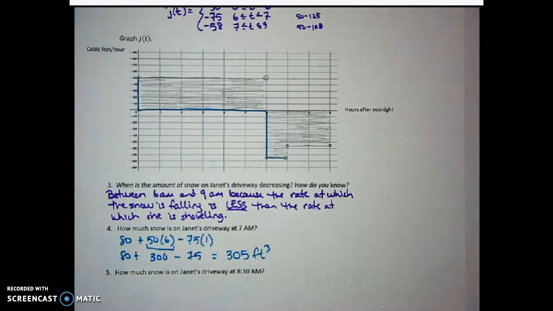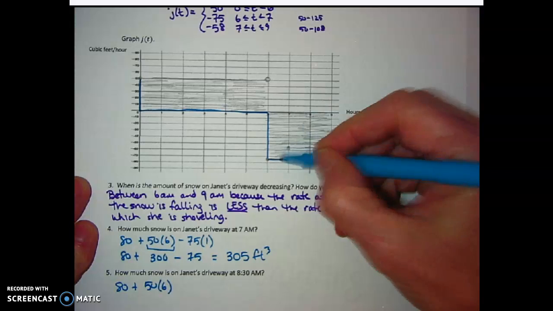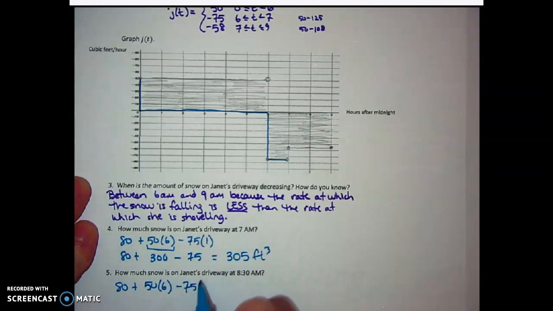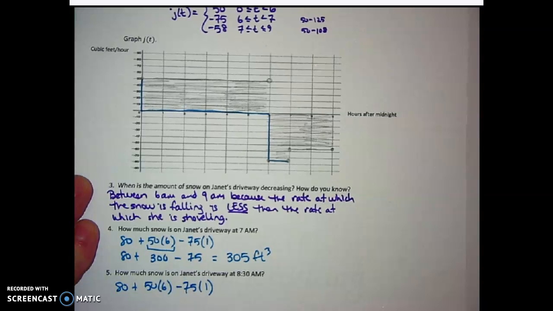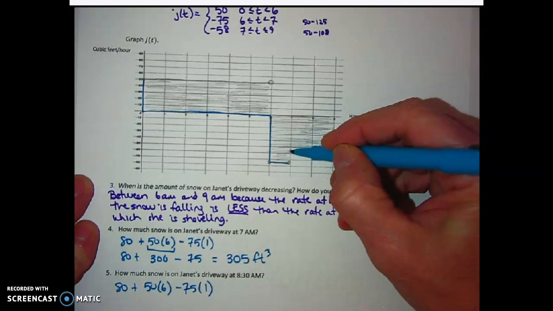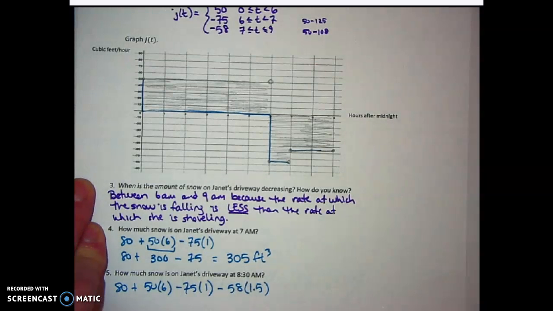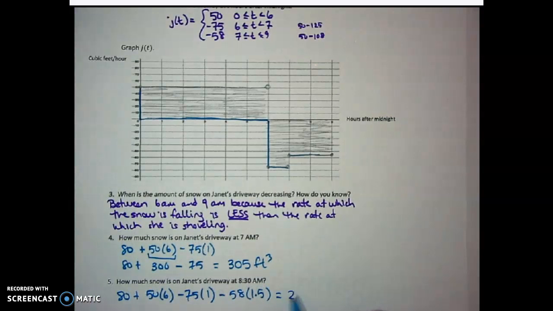And how much snow is on Janet's driveway at 8:30 a.m.? Again, it started with 80 plus 50 accumulated for those 6 hours. Then we subtracted that first hour at a rate of 75 cubic feet per hour. And then the second hour and a half, because we're going from here all the way over to an hour and a half, but that rate was negative 58 times that 1.5 hours. And again, if we do all the math in here, we're going to realize that there's only 218 cubic feet of snow on the driveway at 8:30.